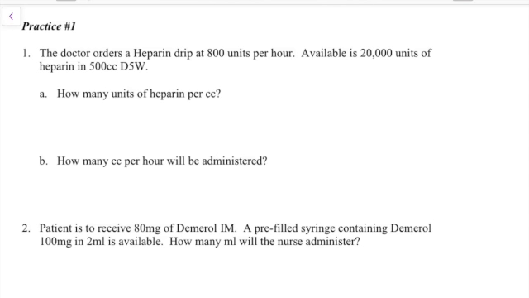Okay, so the doctor orders a heparin drip at 800 units per hour. I'm going to do the orders in blue. Available is 20,000 units of heparin in 500 cc's. How many units of heparin per cc? So this is asking how many units of heparin per cc is available. So that's what we want our answer to be. So units per cc.